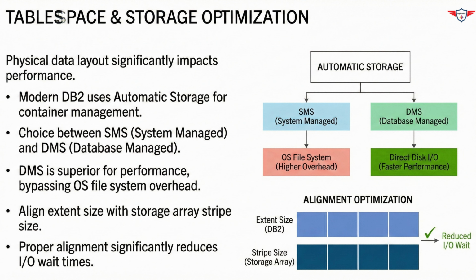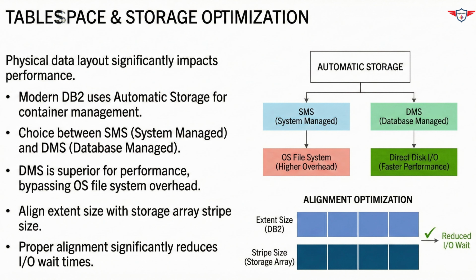Next up is table space and storage optimization. How you lay out your data on the physical disk matters. In modern DB2 environments, you'll mostly use automatic storage. This allows DB2 to manage the container creation and extension for you. However, you still need to decide between a system-managed space, known as SMS, and database-managed space, known as DMS.